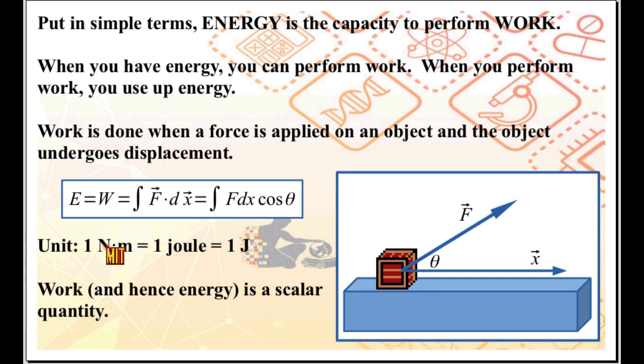Force, Newton. dx, very small displacement, so that's basically meter. So 1 Newton meter is equivalent to 1 joule as we have mentioned earlier. Now note that this product is a multiplication of two vectors, and the answer is a scalar quantity, which means work, and hence energy, is a scalar quantity.